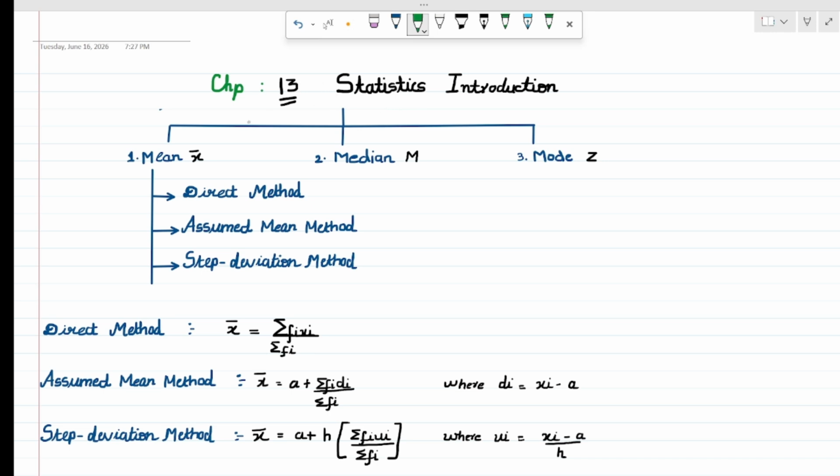In this video we are going to learn about the terms used in statistics: what is mean, what is median, what is mode, with their methods and their formulas. So without any further ado, let's get started.